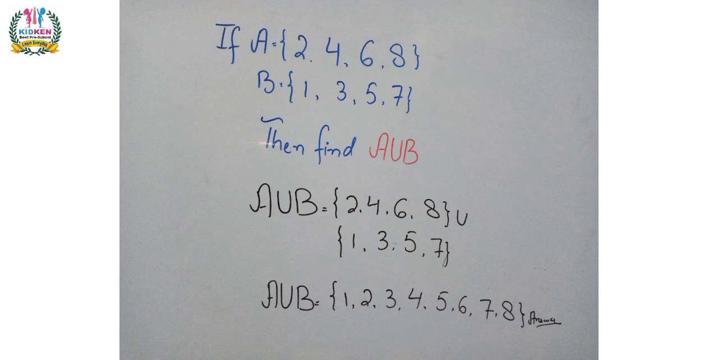So A has the values 2, 4, 6 and 8. Then B has the values 1, 3, 5 and 7. So A union B has 1, 2, 3, 4, 5, 6, 7 and 8. So this is the final solution of A union B.